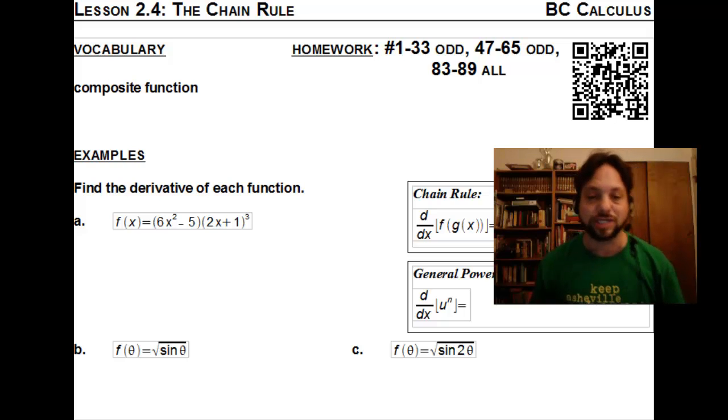And how do we differentiate something like that? Well, the secret to that is, in fact, the chain rule. So that's what we'll be looking at in this lesson. However, before we get into any of the notes, let's take a look at that example that I just gave to you.